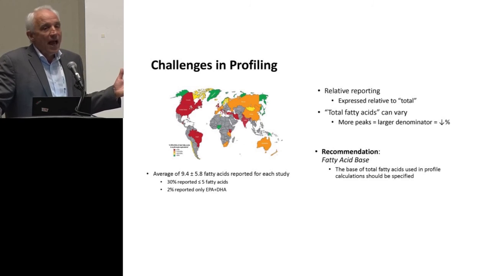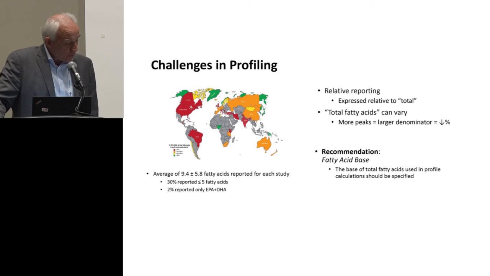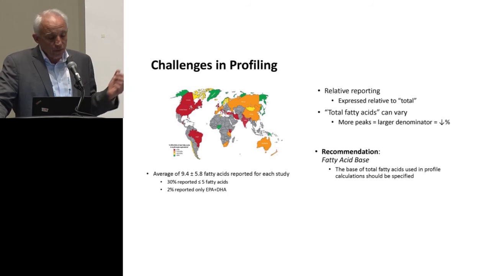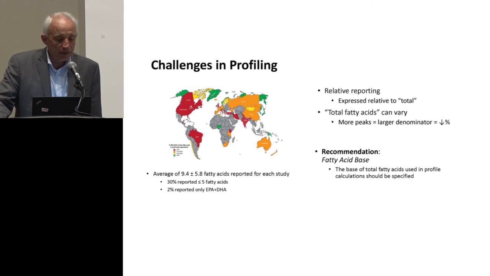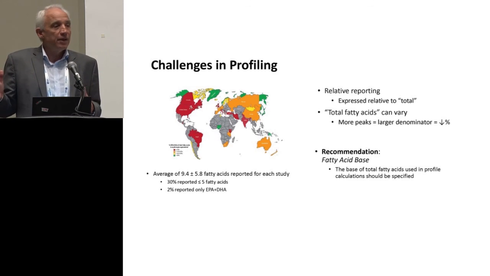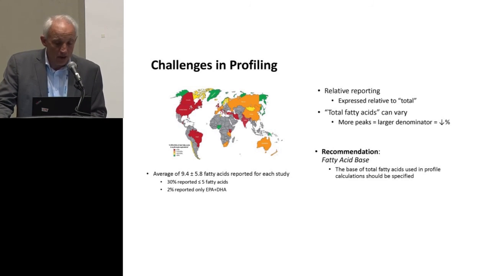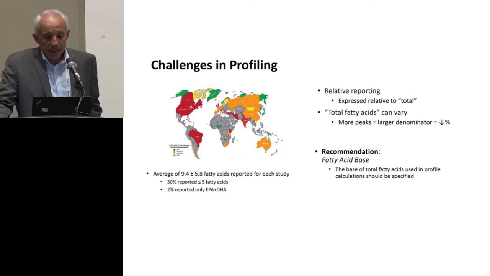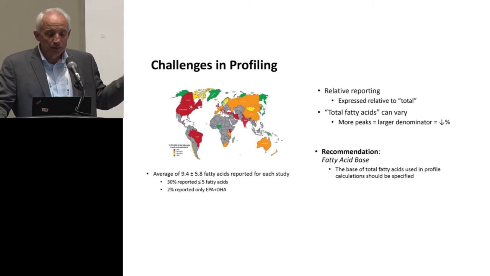So when we take a look at the studies that are out there, different studies report different numbers of fatty acids. In some of the reviews, the average in the majority of studies right now is 9.4 plus or minus 5.8 fatty acids reported for each study. 30% report less than or equal to only 5 fatty acids, and 2% of studies report only EPA and DHA. So it's really hard to parse those data back into another type of database if you don't have a comprehensive suite of information. The relative reporting should be expressed in terms of a total.